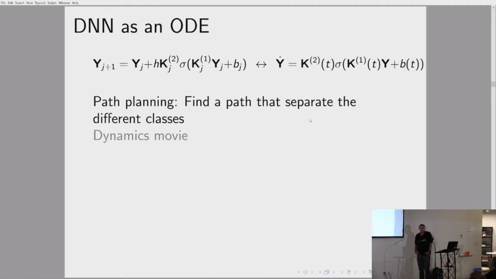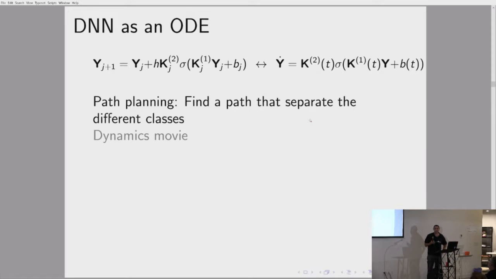So clearly, I put an h there for a reason. If I take this equation on the left, subtract the y_j to the other side, divide by h, and take h to 0, then of course, that's immediately calculus 101, we get a differential equation that looks like this. Right? So now I can interpret this deep neural network as just a discretization of an ODE. That's basically all I have here.